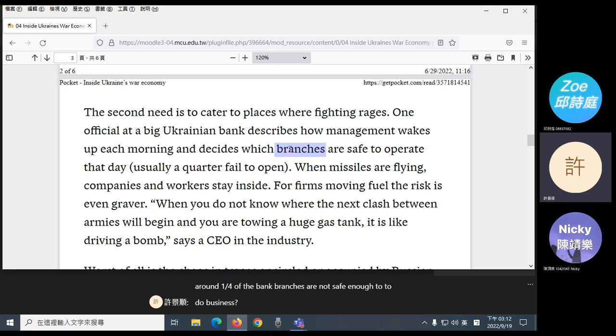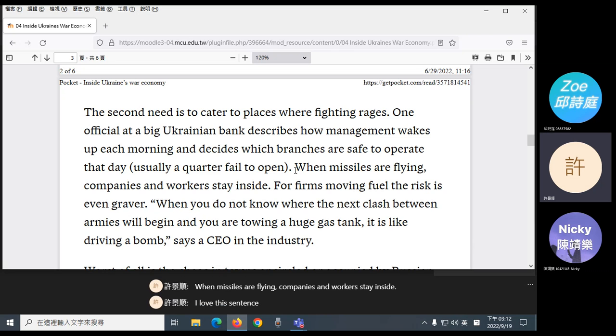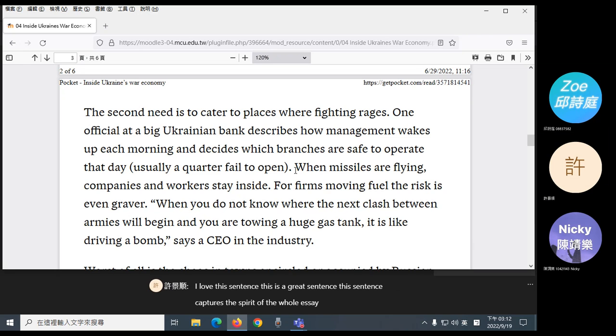Right, bank branch, 分行. When missiles are flying, companies and workers stay inside. I love this sentence. This is a great sentence. This sentence captures the spirit of the whole essay.